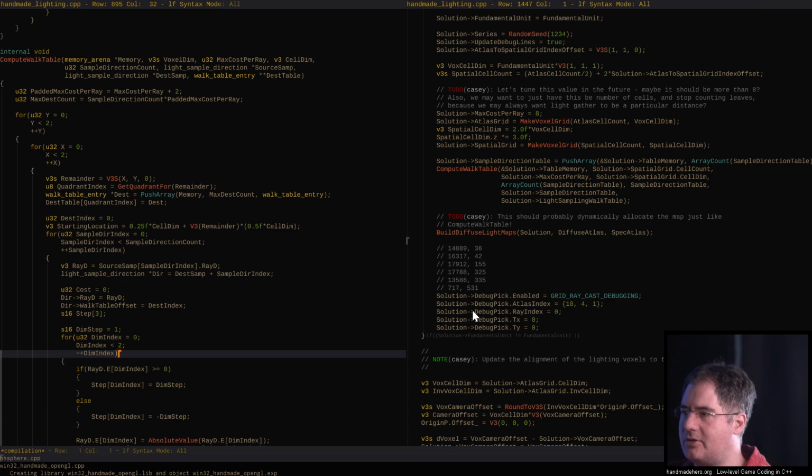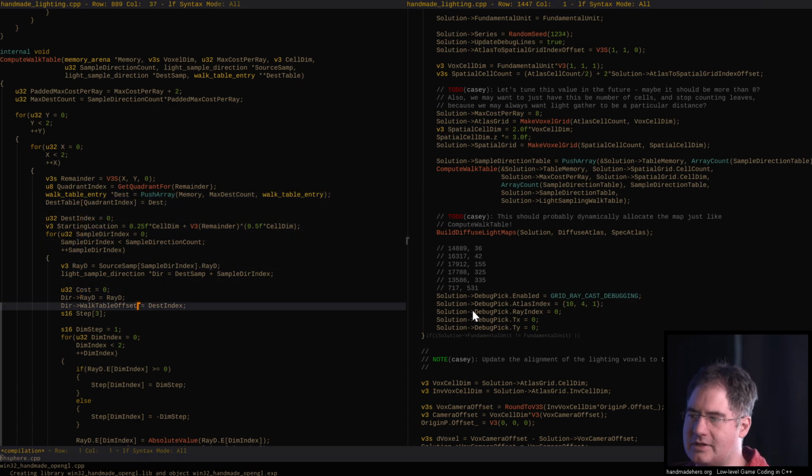Because if the walk table offset, so every time you loop over these, when you look at how many sample directions there are, you're setting a walk table offset that overwrites whatever the previous one was. Clearly, you would need 4 of these, 1 for each of the quadrants that you were in, and the offset would have to match. So that's probably just the bug, and we didn't know we had it before, and it was just wrong. You know what I'm saying?